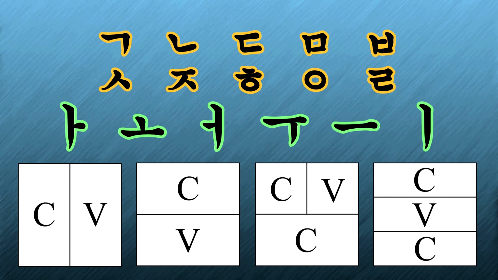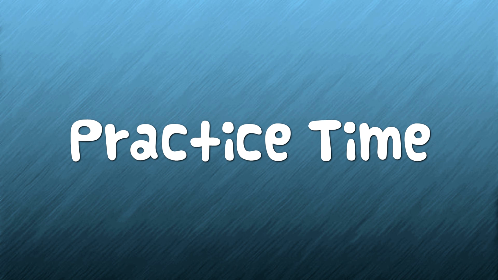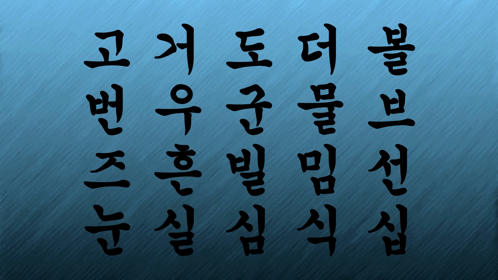So by now we've covered a total of 10 consonants and 6 vowels. We've also learned 4 syllable blocks. So let's put everything together that we've learned so far and do some practice. Try reading these syllables on your own. You can pause the video here.